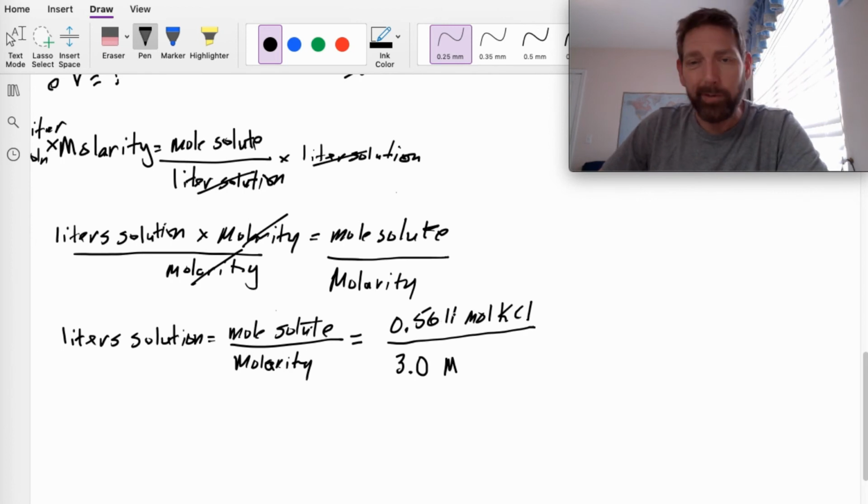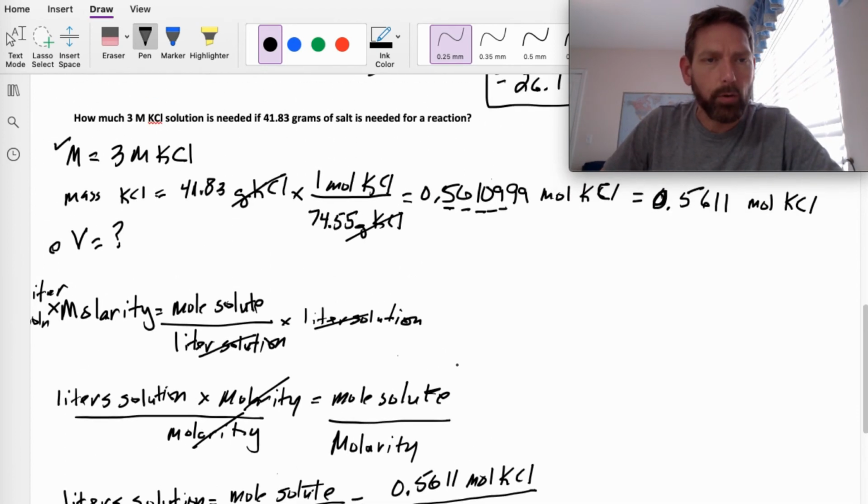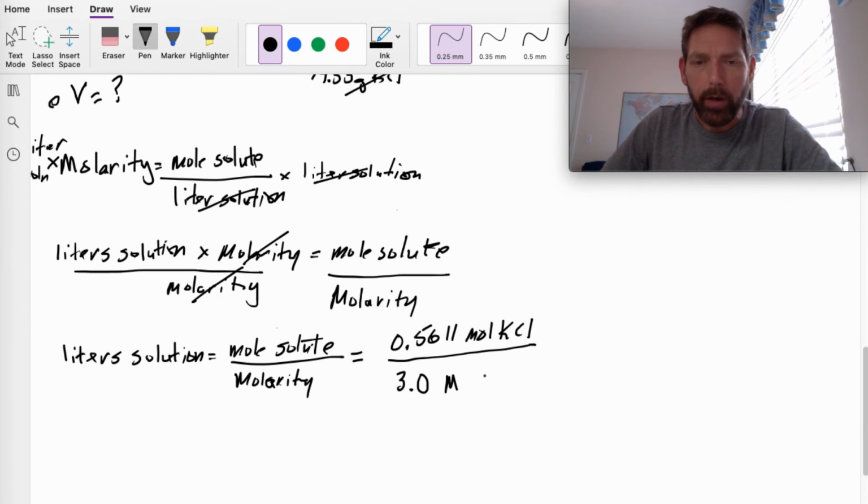So at this point, it's pretty easy to do this part right here, right? And it's potassium chloride we're working with, right? So you could actually write 3 molar potassium chloride, right? All right. So now let's do something real quick. Let's just do the numbers. We'll get to the rest of this in a second.